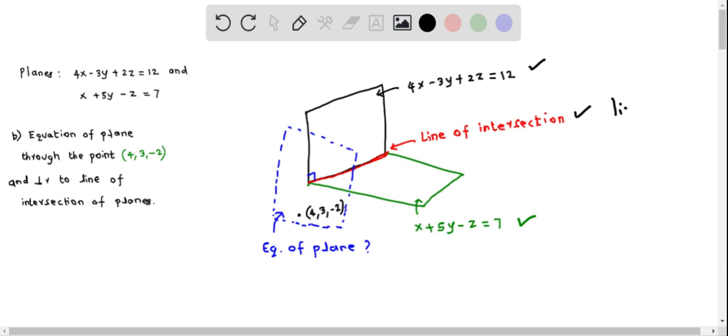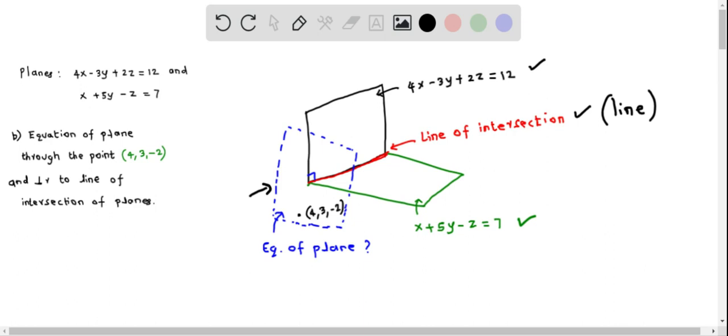So we can determine the equation of this line, and then we have to determine the equation of the plane which I have shown in blue color. And this plane is perpendicular to the line of intersection. So basically we can consider the line of intersection as a sort of normal to this plane. So we have a point on the plane, that is (4, 3, -2), which lies on the plane, as well as a normal vector which is along the direction of the line of intersection. So once we have these two pieces of information, that is the point as well as a normal vector to the plane, we can find the equation of the plane.